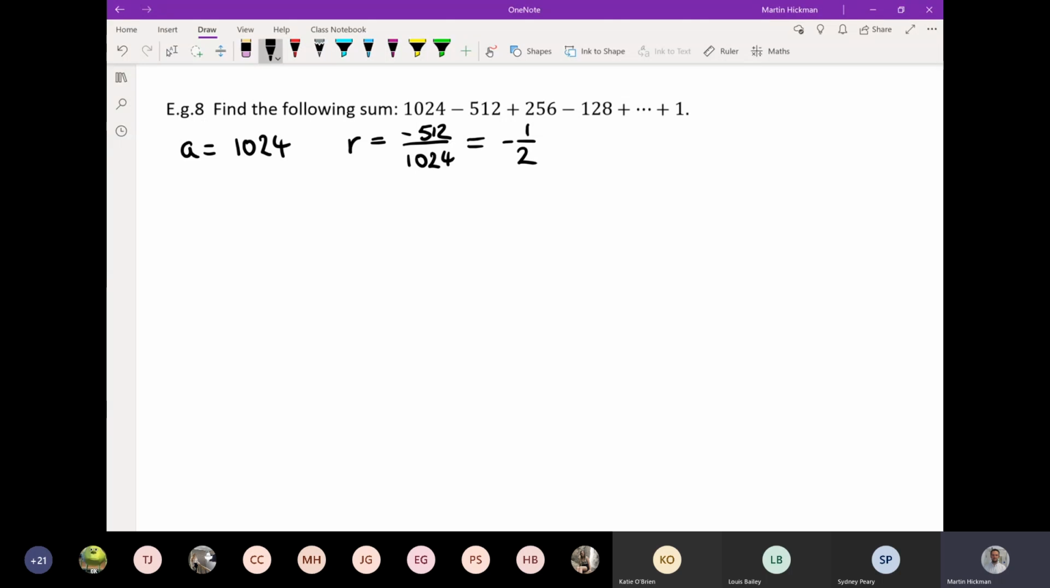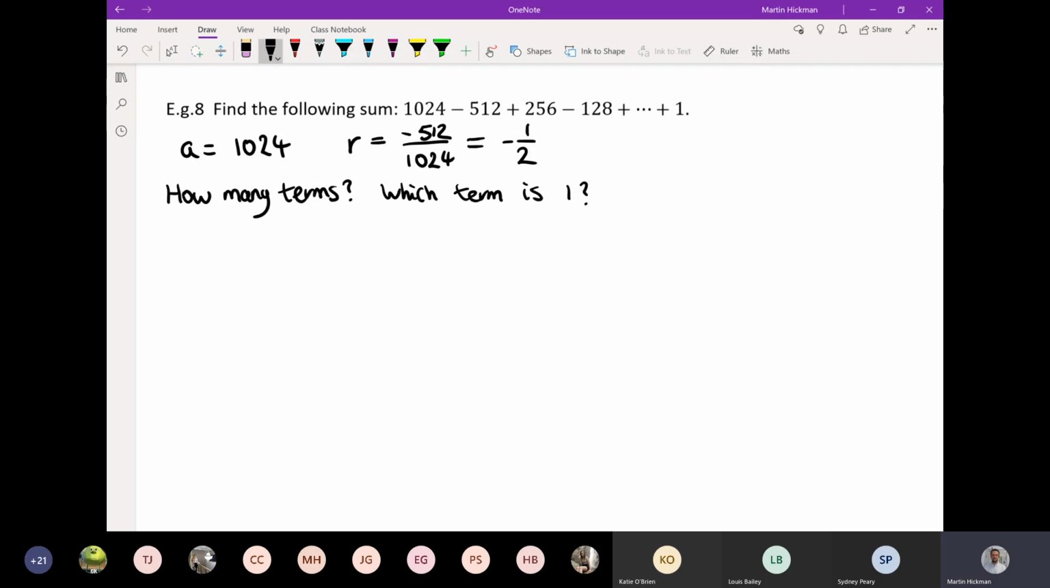The problem here is I don't know what n is this time, so I need to ask myself, how many terms does this sequence have? Basically what I'm asking is, which term is the number 1? Those are the questions you want to think about as you're doing this. So I need to find what n is.